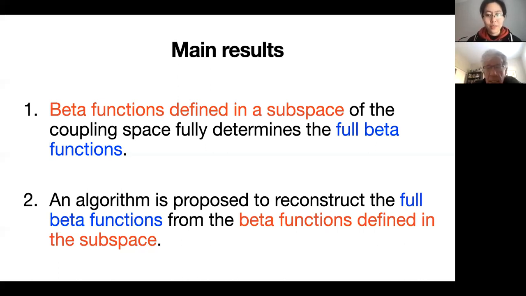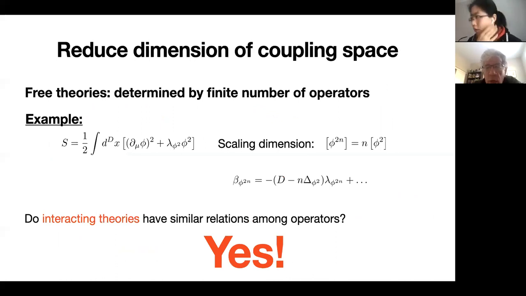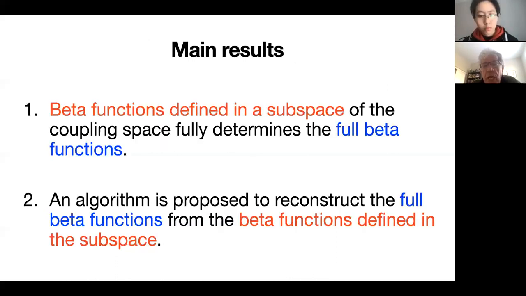But in your example, your beta function is defined as differentiation over what? Differentiation over lambda, or how do you define your beta function? Yeah, I will explain in the next slide. Okay. Yeah.